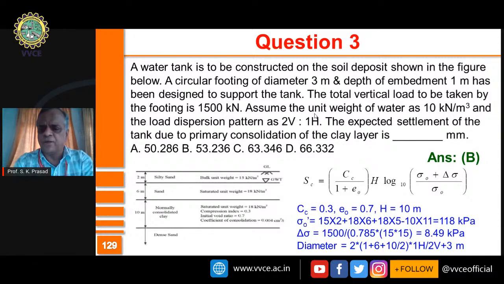Assume the unit weight of water as 10 kilonewton per meter cube. And the load dispersion, it all depends upon the type of the soil. In this case, you can assume that it is 2 vertical to 1 horizontal. So you need to find out the expected settlement. How much is the settlement? And for consolidation settlement, this is the equation which is given. Cc is the compression index, which is given as 0.3.